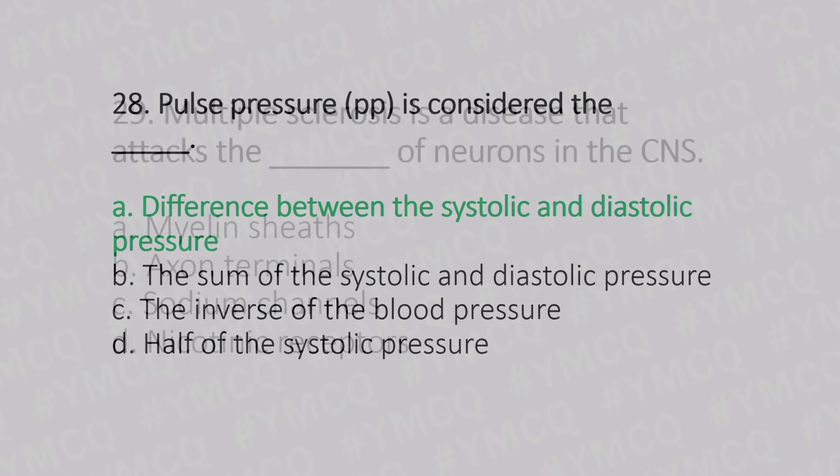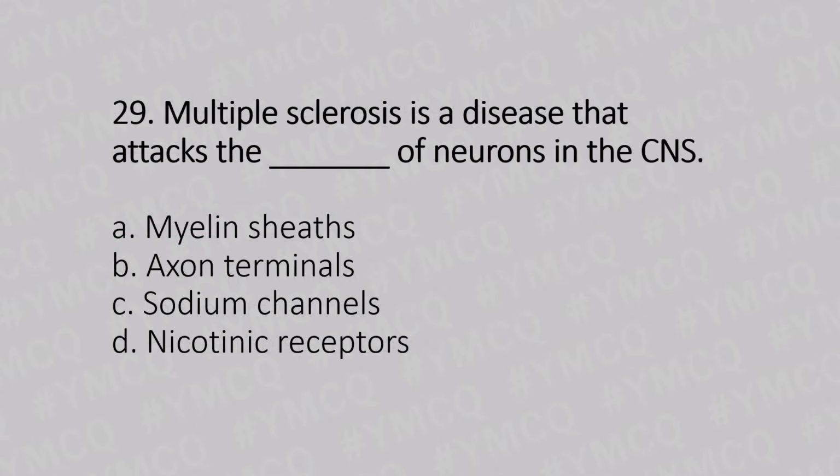Moving to our 29th question. Multiple sclerosis is a disease that attacks the dash of the neurons in the CNS. Option A. Myelin sheath. Option B. Axon terminals. Option C. Sodium canals. Option D. Nicotinic receptors. And the answer is Option A. Myelin sheaths. Moving to our 30th question.